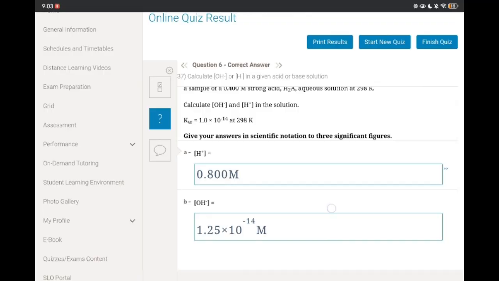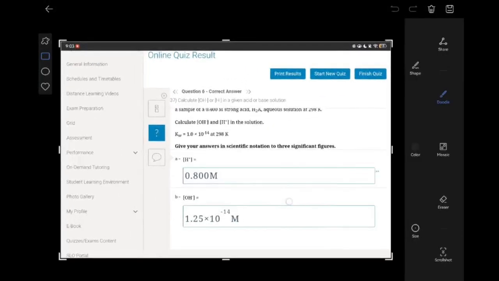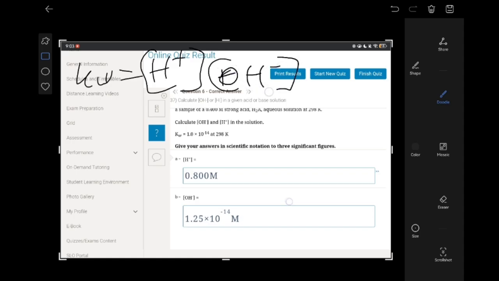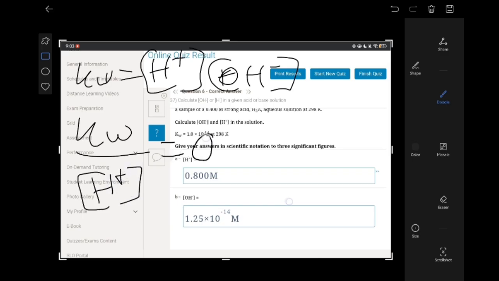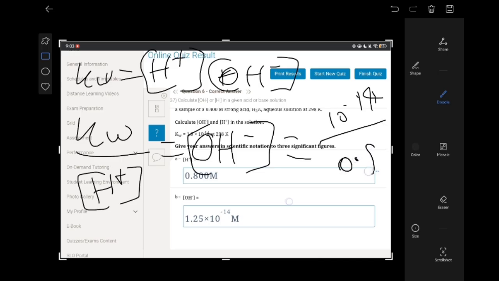Now down here is the same as it was 2 questions ago. So Kw equals H plus times OH minus. That means Kw over H plus equals OH minus, which is equal to, and Kw is given again, 10 to the negative 14 over 0.8. That's what you get.